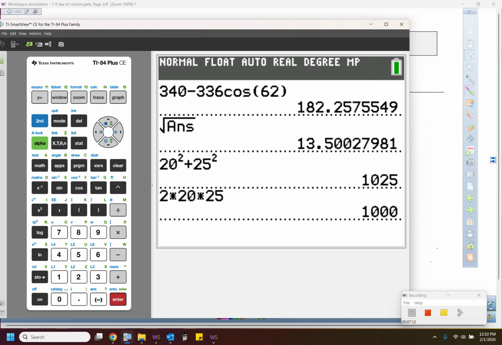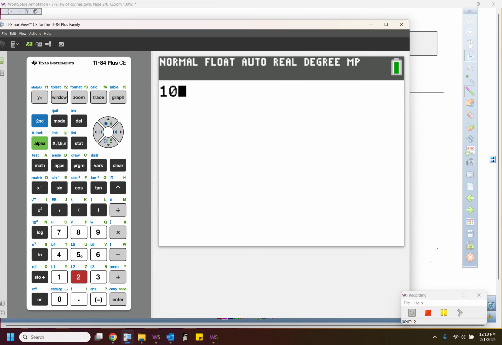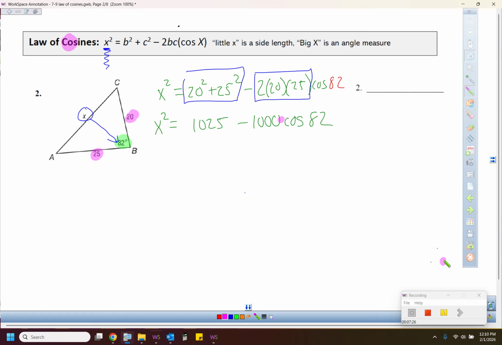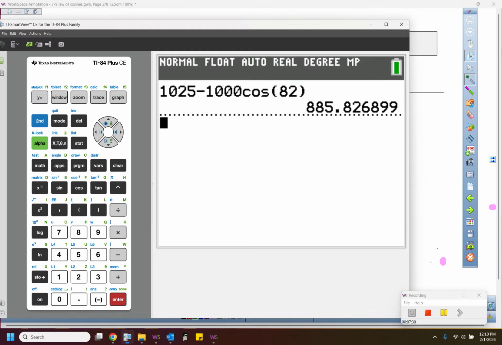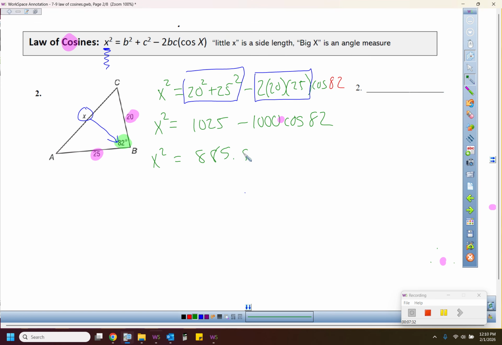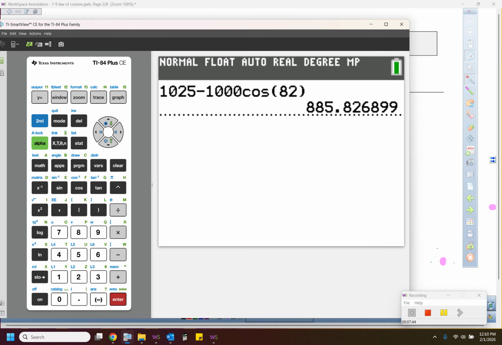So we'll just go punch that in. 1,025, take away 1,000 cosine of 82. And that's going to be a nasty number. We'll write that down, 885.8-ish. So that's what x squared is, 885.8-ish, and then dot, dot, dot, dot, dot, dot. I do want you to put those dots, right? Why? Because we need to square root both sides to figure out what that's going to be. And those dots tell me you didn't round that off.